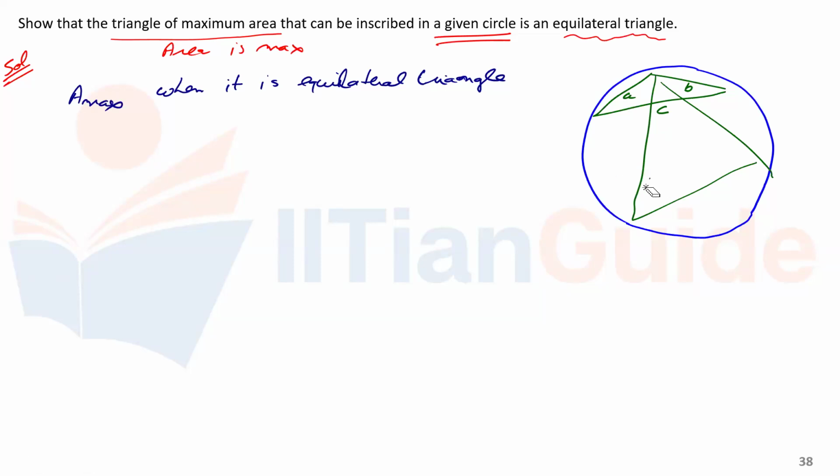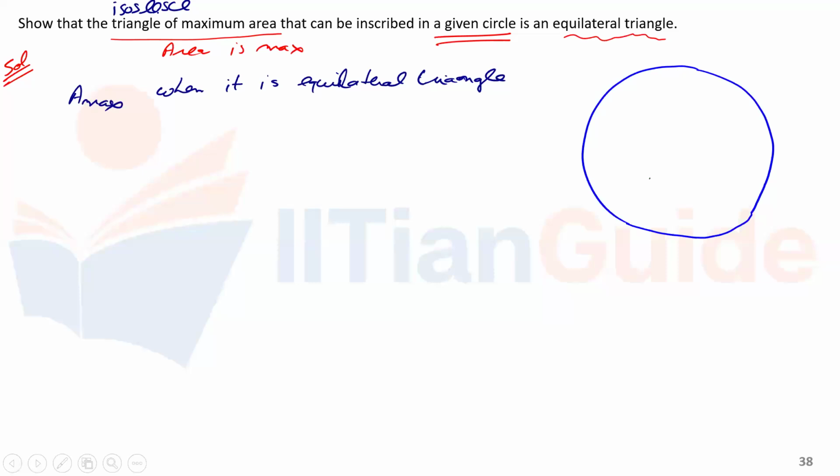Just a minute. What is the correction I'm going to make? Instead of writing just the triangle of the maximum area, it is a must to write that the triangle is isosceles. Otherwise, we cannot do it. Now the question is that we need to prove the area of the isosceles triangle is maximum when it becomes an equilateral triangle. This is the question. Anyway, let's proceed.